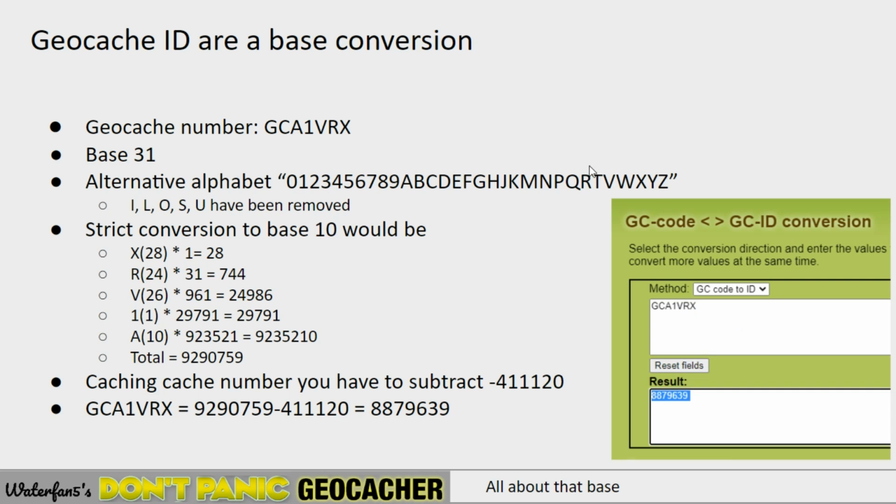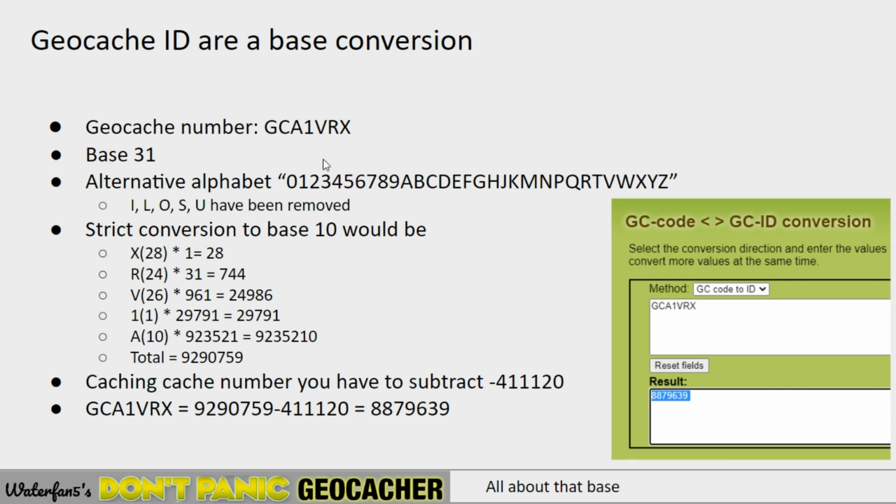It's a base conversion with a custom alphabet, a 31 character alphabet. So these 31 characters are 0 to 9 and then A to Z, but some letters have been removed. I, L, O, S, and U have been removed to avoid confusion. O is too much like a 0, I and L too much like a 1, S too much like a 5, and U too much like a V. So you get 31 characters, and they use the base 31 conversion.